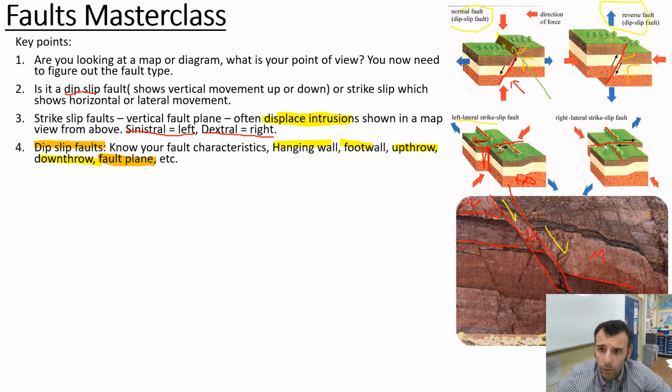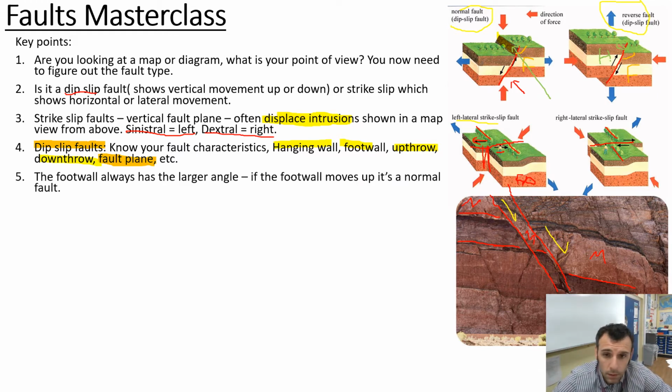Now that is characteristic because the hanging wall has dropped down, so it's exposed that area of rock. On this one, with the hanging wall moving up, here's our hanging wall, it's almost created like an overlap in this area. So the footwall always has the larger angle. Just mentioned that, which is absolutely key. Don't forget about that. And if the footwall moves up, it's a normal fault.